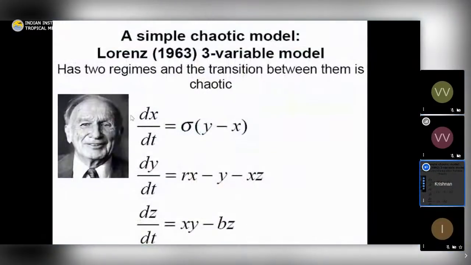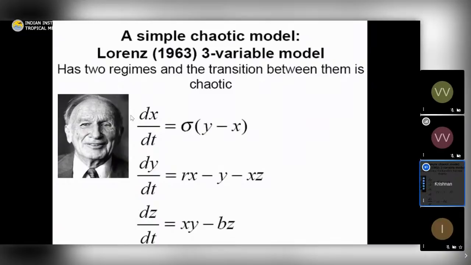And so when these developments were going on in the 1960s, there was a famous work by Ed Lorenz. He introduced a simple chaotic model of the atmosphere, atmospheric convection. It was a very simple model where the atmosphere is heated from below and cooled from above. So basically the atmospheric convection problem, he had represented by a simple three equations.